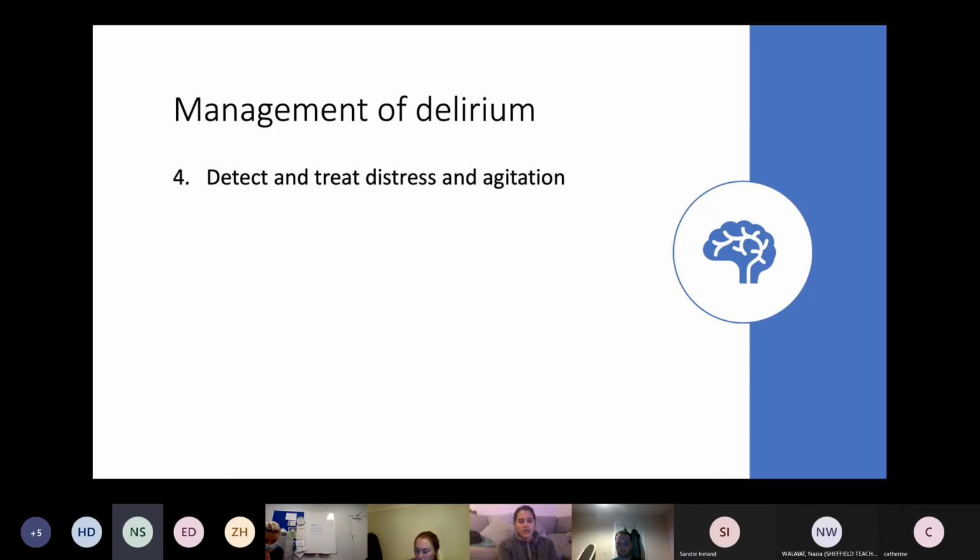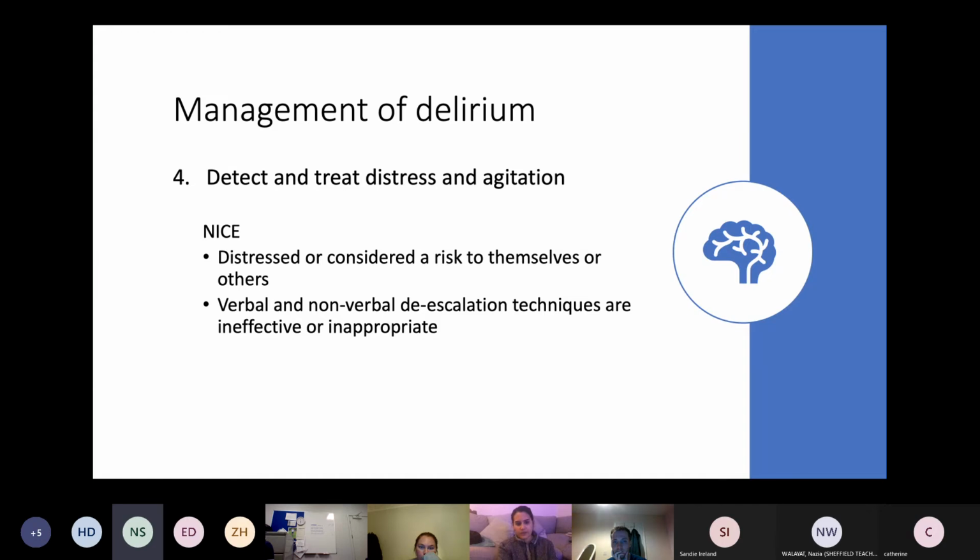So then going on to detect and treat distress and agitation. This is probably more where people get a little bit concerned about medication management. So in the NICE guidelines, if people are distressed or considered a risk to themselves or others, and verbal or non-verbal de-escalation techniques are ineffective or inappropriate, so that includes non-pharmacological techniques, which we've already been through, you can consider giving short-term medication, usually for a week or less.